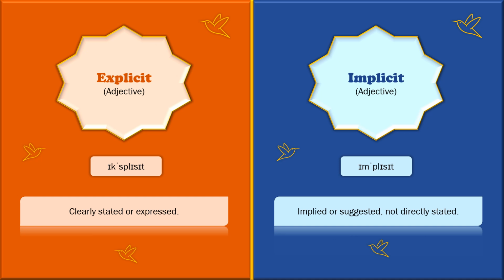For example, an explicit instruction would be one that says exactly what to do. In contrast, implicit refers to something that is suggested or implied, but not directly stated. An implicit message is one that you must read between the lines to understand, like a hint or an indirect suggestion.